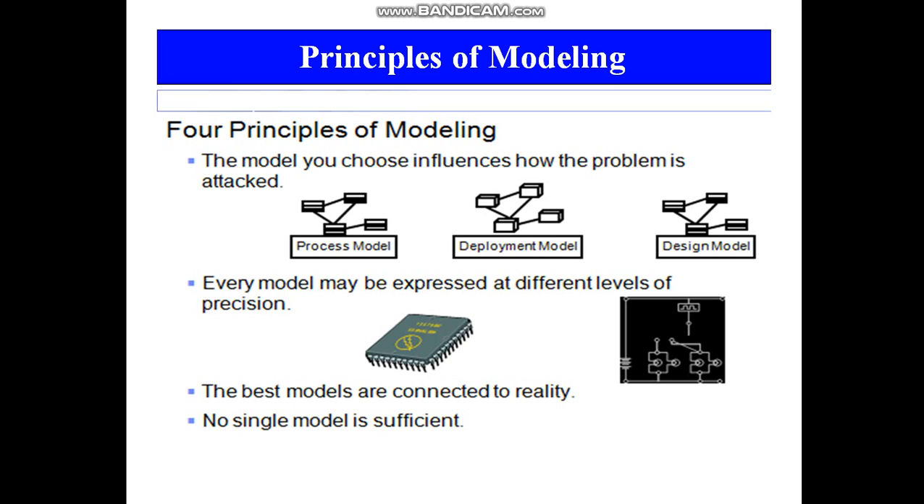Second, every model may be expressed at different levels of precision. Precision means correctness and accuracy, which is important for developing every model. The best models are connected to reality. Each model is connected to a particular real condition, for example: online banking system, airline reservation system, college management system, restaurant management system, project management system. Every base model is connected to reality.